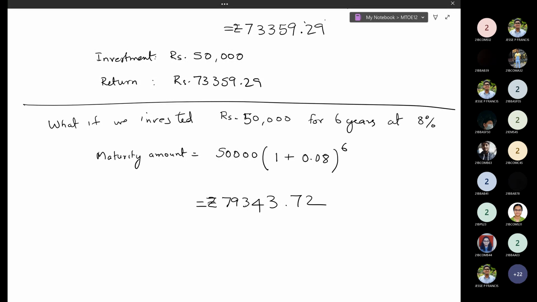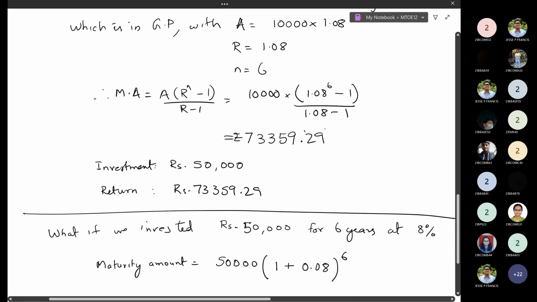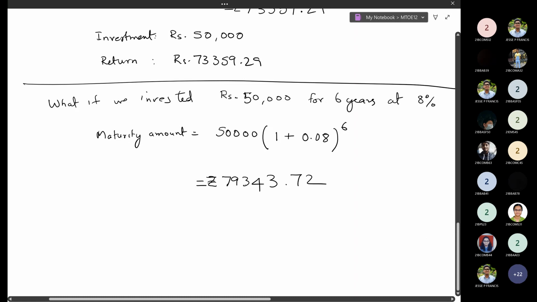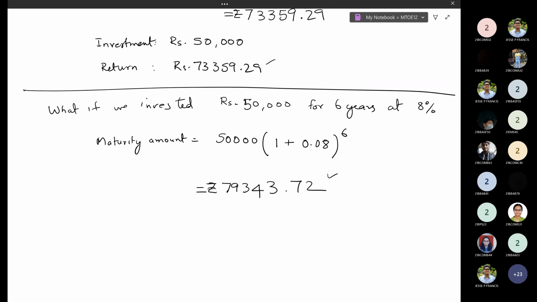Anyway, clearly, if you notice, recurring deposit is giving us much less return. See here, it is giving 73,359, while your other direct investment is going to give you 79,000 something. So clearly, recurring deposit is much weaker. But why do we need the idea of recurring deposit? Why not save up for, say, 6 years, or in 3 years save up 50,000 and deposit?